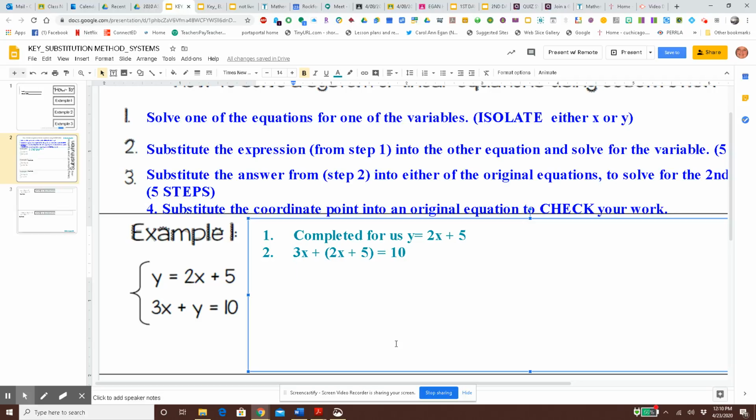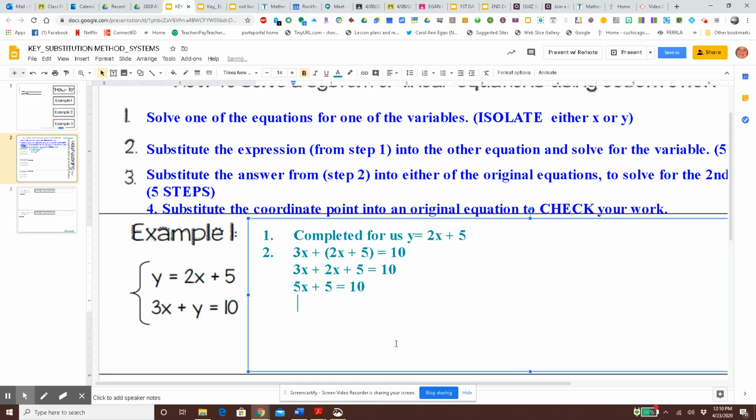So I have 3x plus 2x plus 5. I just put that in parentheses so I understood what I was substituting in. But in reality, I don't actually need those parentheses since it's not being multiplied by anything in front. I'm going to combine like terms. 3x and 2x are going to give me 5x. So I have 5x plus 5, still equal to 10.